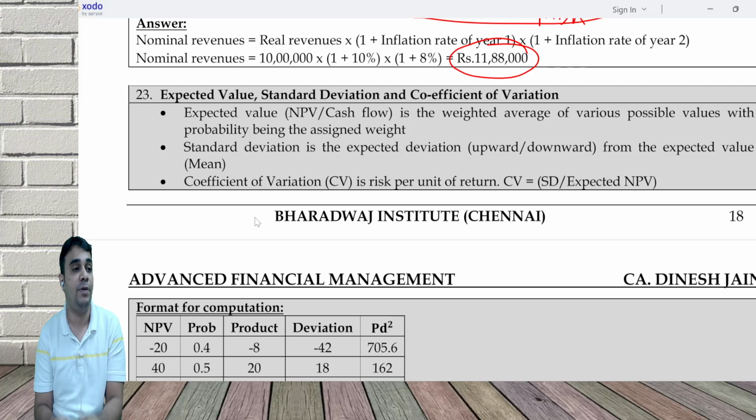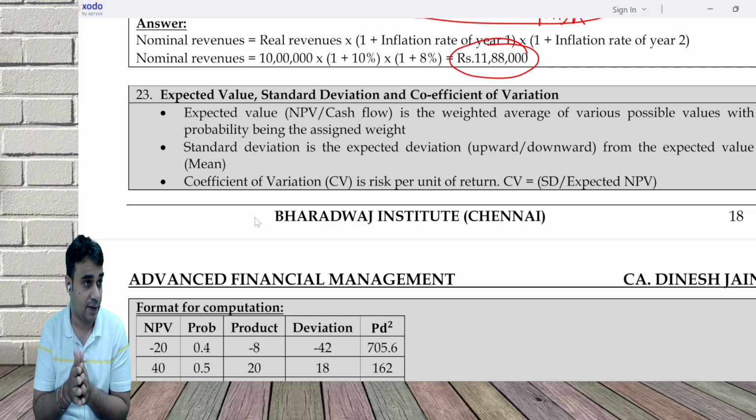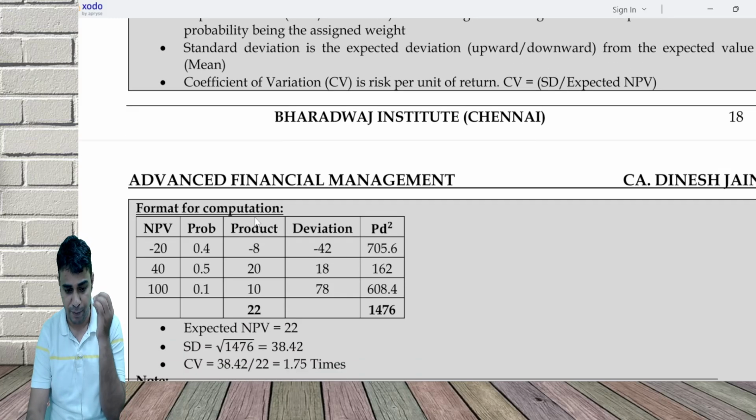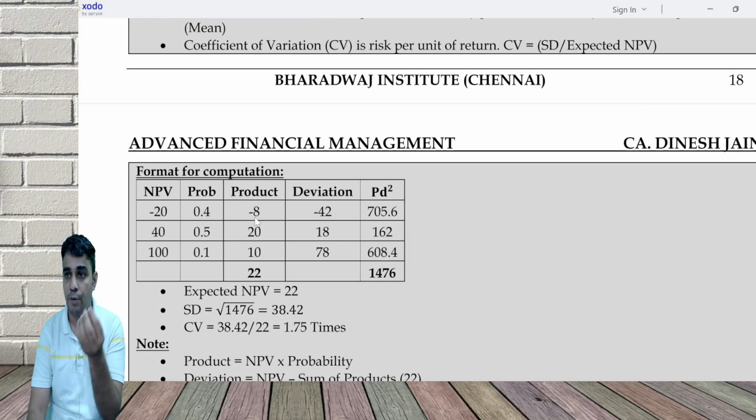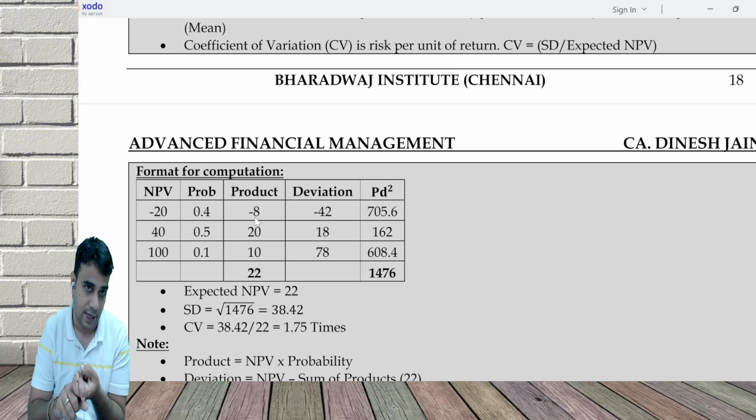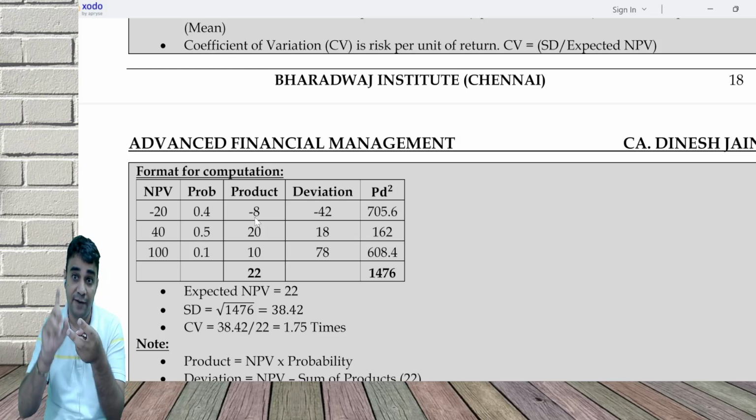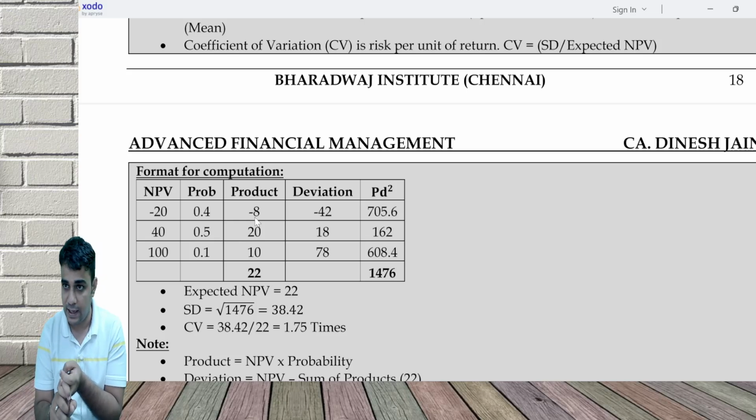Expected value, NPV, is the weighted average of various possible values with probability being the assigned weight. Standard deviation is the expected deviation upward or downward from the expected value. Coefficient of variation is risk per unit of return. Format: NPV, probability, product, deviation, PD square. For few questions, instead of NPV, we'll do cash flow, probability, product, deviation, PD square. When you do cash flow, you will get every year's expected cash flow and every year's standard deviation. Every year there are two types of question.